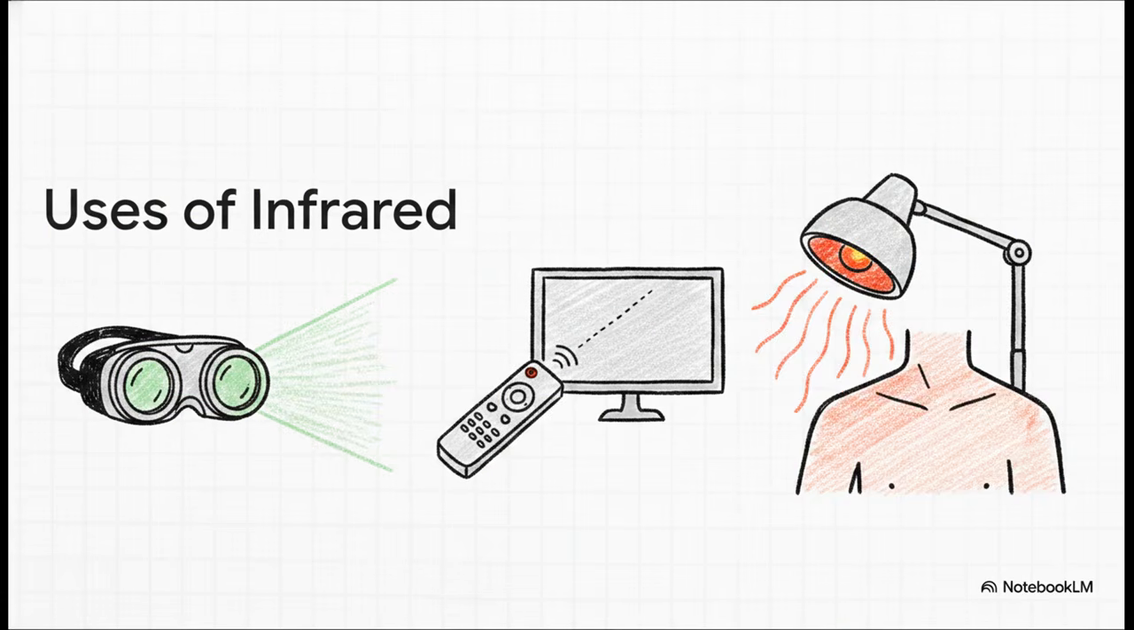Believe it or not, it's the invisible energy your TV remote uses to communicate with your screen. Night vision devices work by capturing this exact heat radiation so we can see in the dark. And in medicine, infrared heat lamps are highly effective at warming up tired, aching muscles and promoting tissue healing.